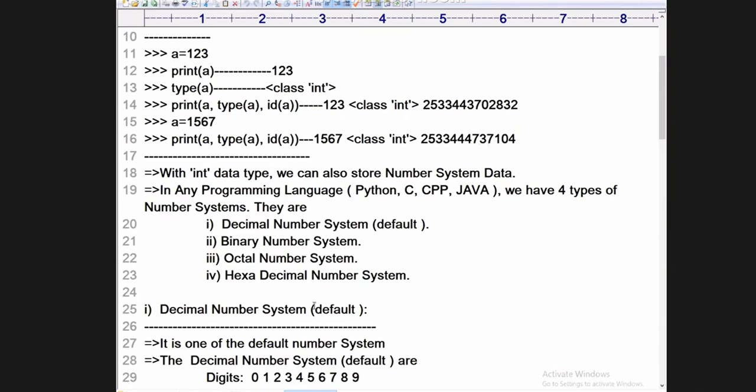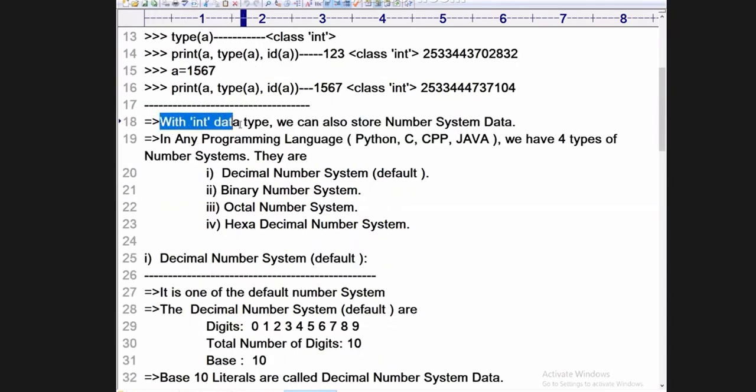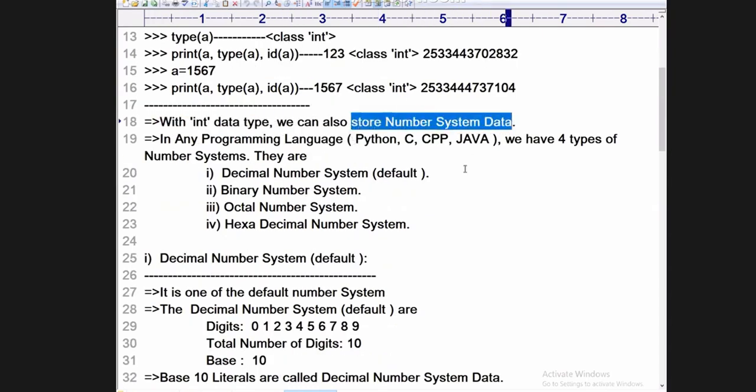Coming to the point, guys, it is very easy. With the int data type, we can also store number systems data. So all of you, carefully listen.